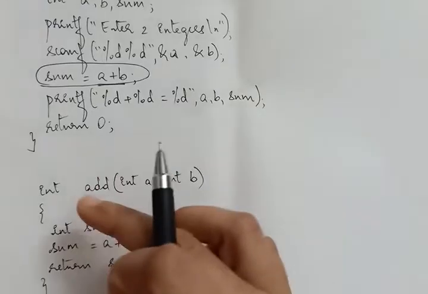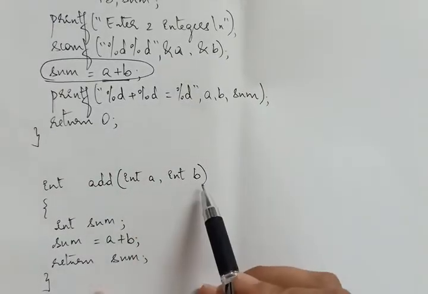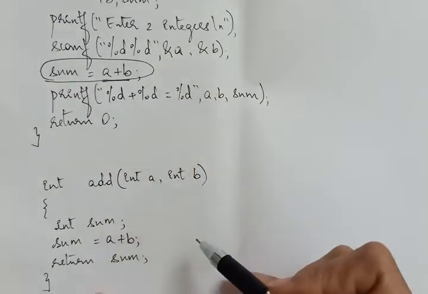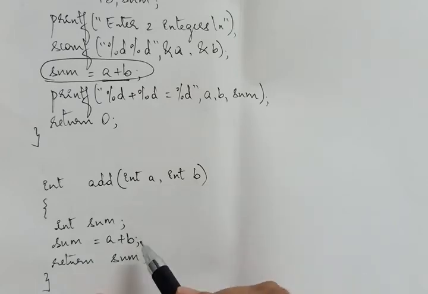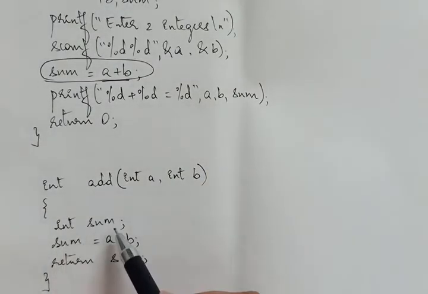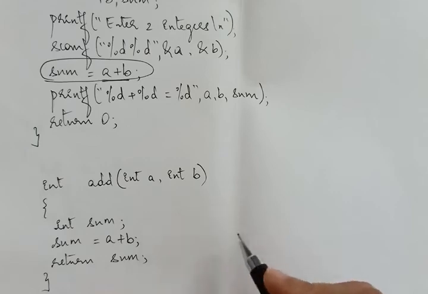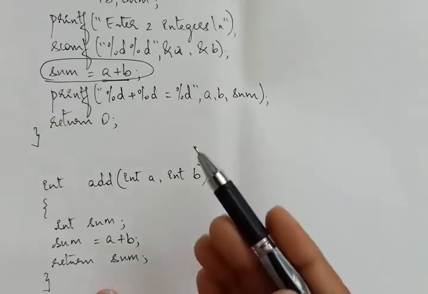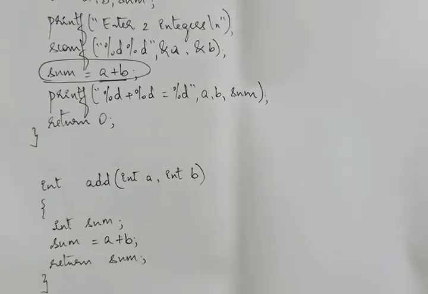This function is taking input from the calling function. With respect to this example, it's the main function. A and b are received, and it creates another variable sum to hold the addition and performs that addition, and the result in sum is written back to the calling function.